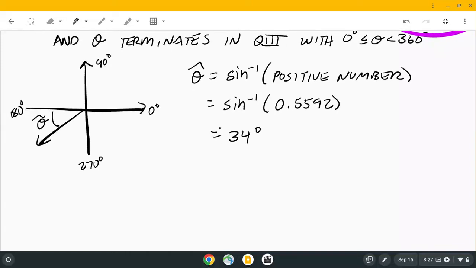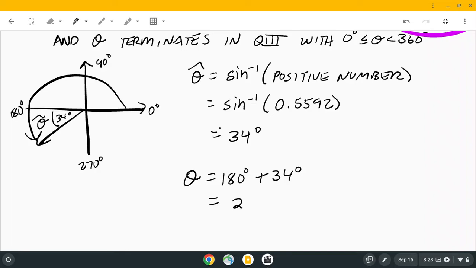If we are trying to find this angle, and we know now that the reference angle is 34 degrees, then our actual theta is going to be 180 plus the 34. We can visually see that. And so we get 214 degrees.